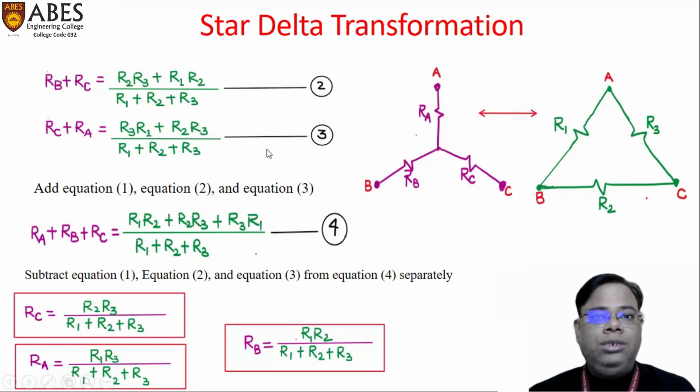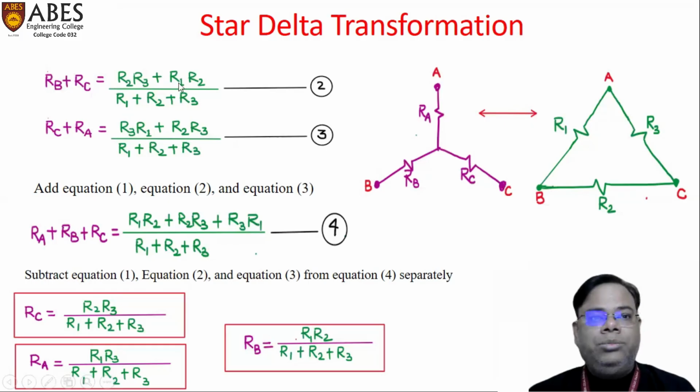In equation number 3, we have found the equivalent resistance between C and A terminals. In the star combination, the equivalent resistance between C and A terminals would be equal to RC plus RA. And in the delta combination, the equivalent resistance between C and A terminals would be equal to R1 plus R2 in parallel with R3. It means the result would be RC plus RA is equal to R3 R1 plus R2 R3 divided by R1 plus R2 plus R3. This one is the equivalent.